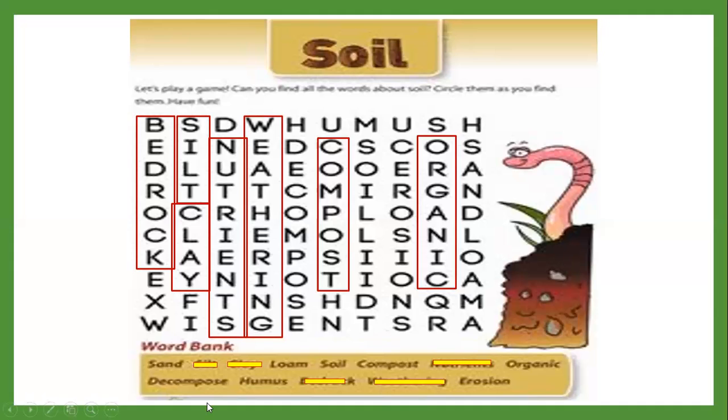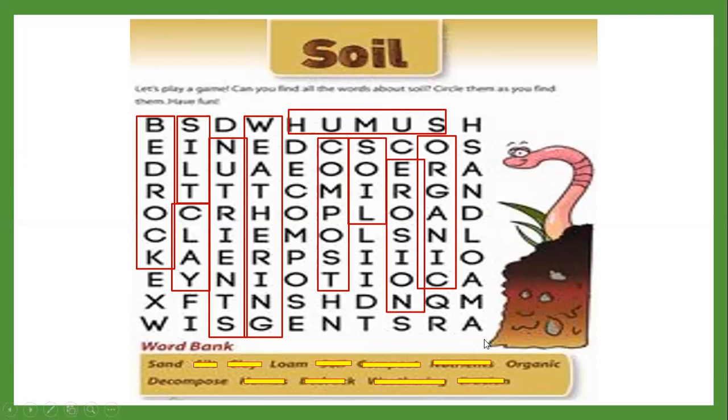Okay, decompose. Here is humus. Let's erase humus. And next one. All right, compost is finished already. Next is soil. Let's erase soil. Next is erosion, here. And next, organic is already finished. Next one is sand. Sand is here. And the last one, decompose. This one. And the last part is the loamy soil.